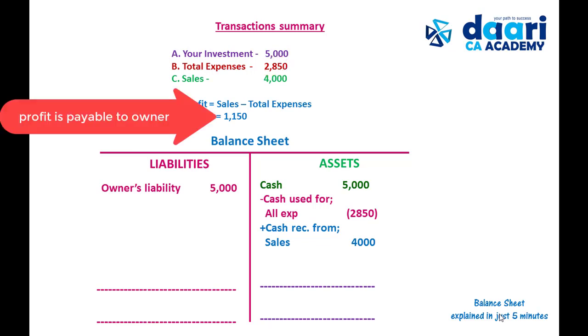Actually, this profit belongs to whom? The profit belongs to the owner. That's why this 1,150 should be added back to the owner's liability.